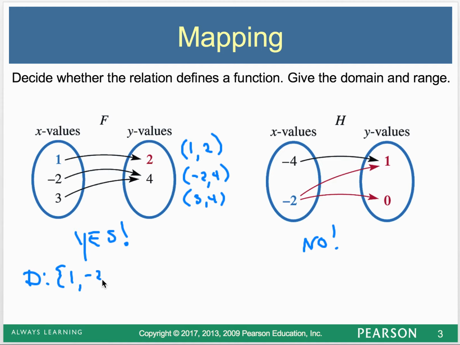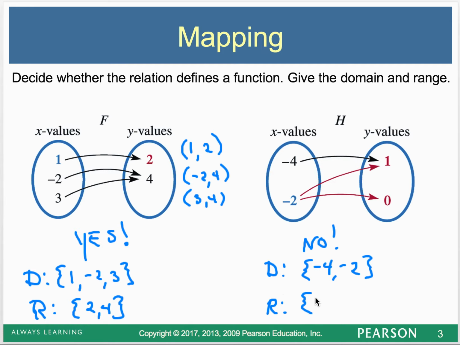1, -2, 3. And what's the range of this one? That's the y value, so 2, 4. Right. Okay, the domain of this one is -4, -2, and the range is 1, 0.